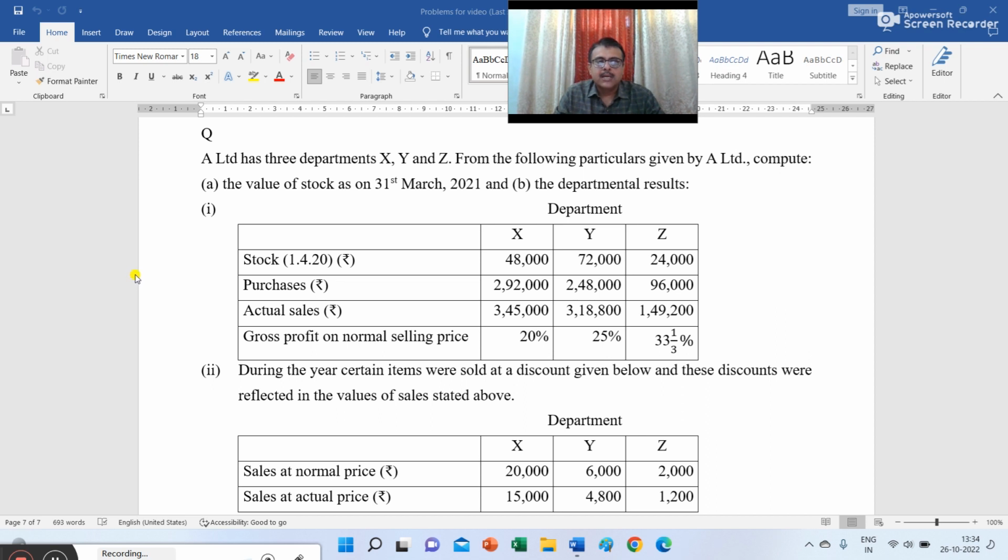During the year, certain items were sold at a discount given below, and these discounts were reflected in the values of sales stated above. For department X, Y and Z, sales at normal price is 20,000, 6,000 and 2,000, and sales at actual price is 15,000, 4,800 and 1,200.